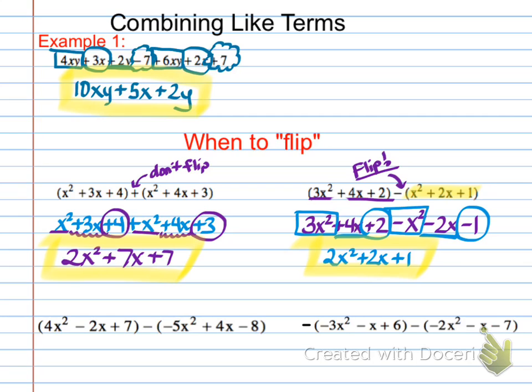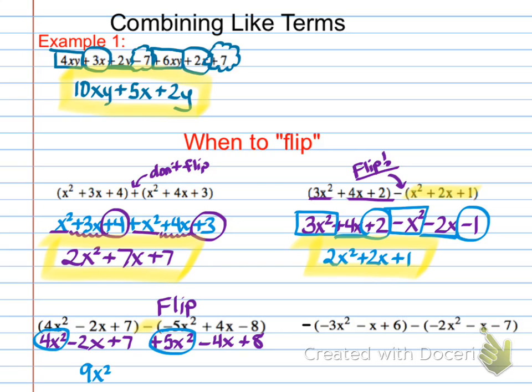Let's look at the final two examples here. Notice the minus in between the parentheses, so that means we're going to flip the second group. So we're going to flip negative 5x squared to be positive 5x squared. 4x becomes minus 4x, and the minus 8 becomes plus 8. Each of those flip to their opposite. The first group stays the same again because it is 4x squared minus 2x plus 7 was all in the top. Now I start to combine like terms.